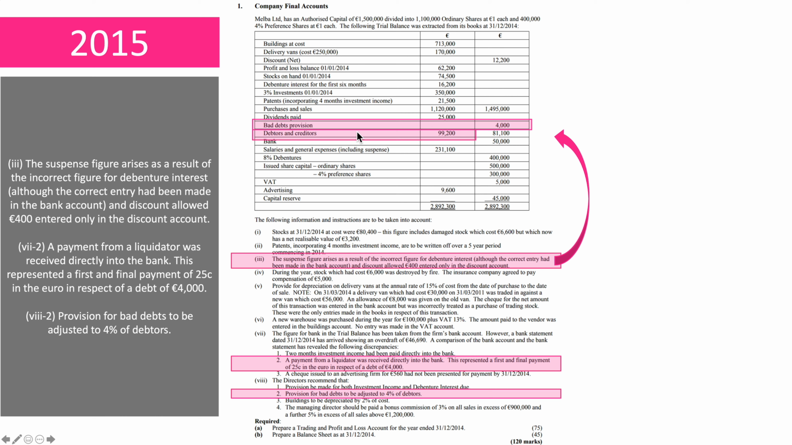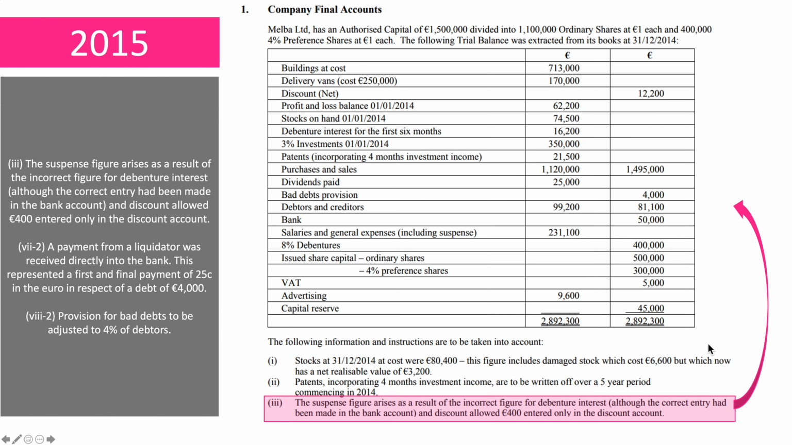Okay, 2015 question. So we've got bad debts provision 4,000, debtors 99,200. Note 3, the suspense figure arises as a result of the incorrect figure for debenture interest, although the correct entry had been made in the bank account and discount allowed 400 entered only in the discount account. Then note 7, part 2, a payment from a liquidator was received directly into the bank. This represented a first and final payment of 25 cents in the euro in respect of a debt of 4,000 euro. And then 8, part 2, provision for bad debts to be adjusted to 4% of debtors. Okay, so let's get going.